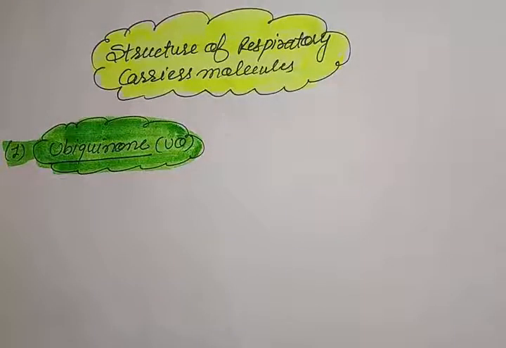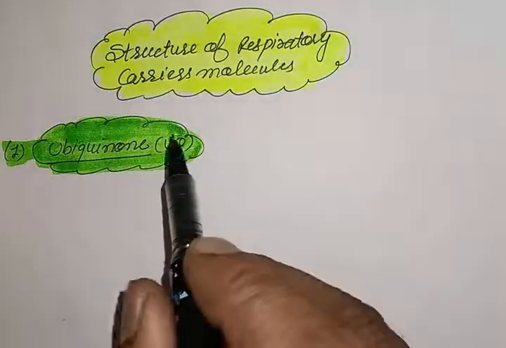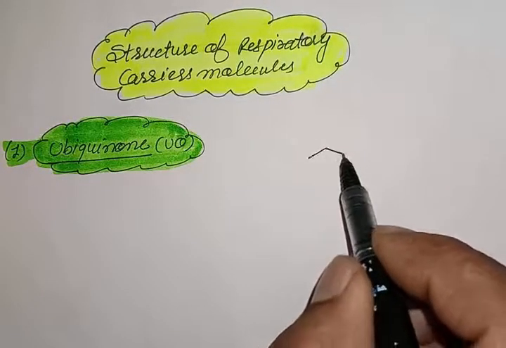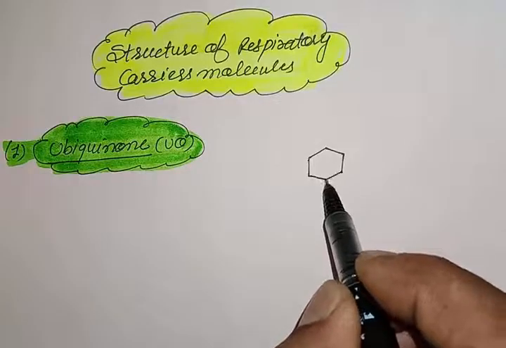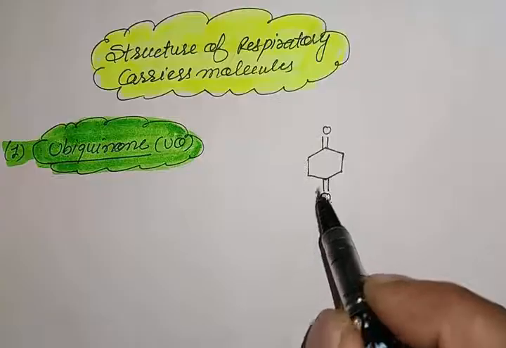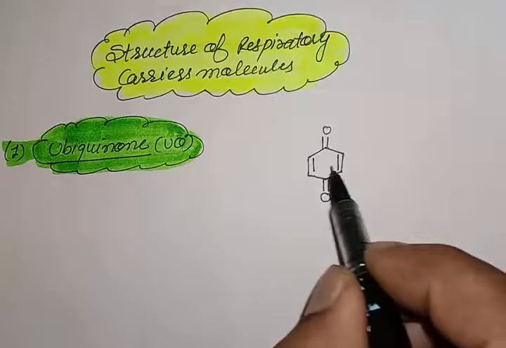Next one is the structure of the respiratory carrier molecule. The first one is the ubiquinone. In the ubiquinone, there is a term that is quinone. The structure of quinone is a six-membered ring having two oxygen atoms opposite or trans to each other, and there are two double bonds which are also trans to each other.